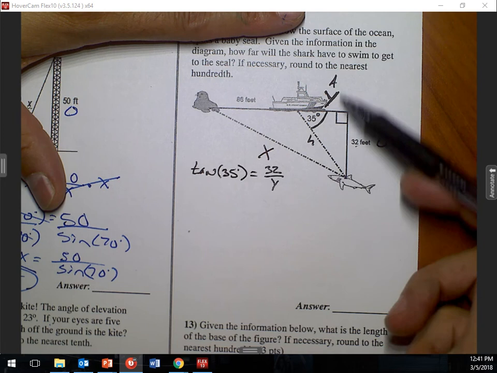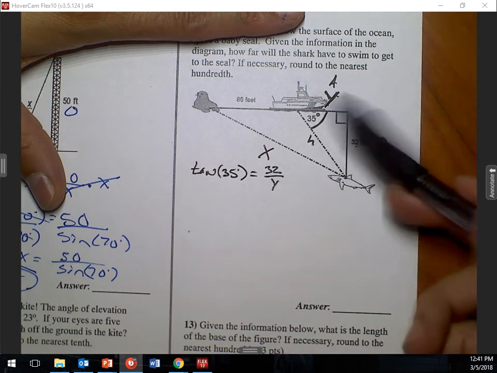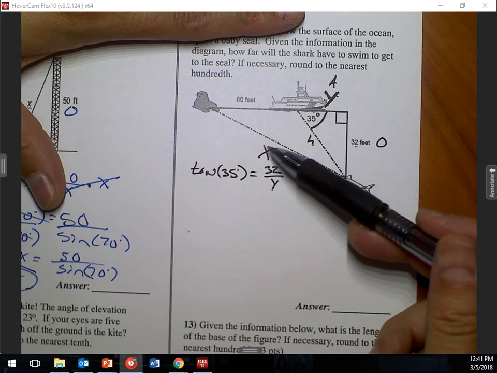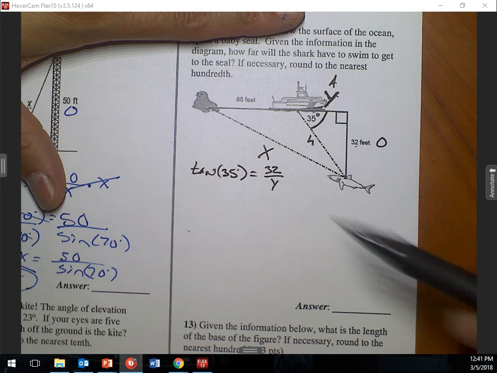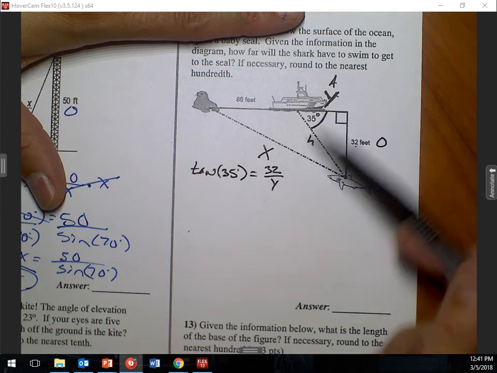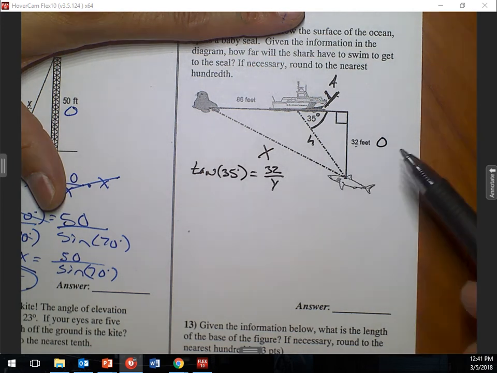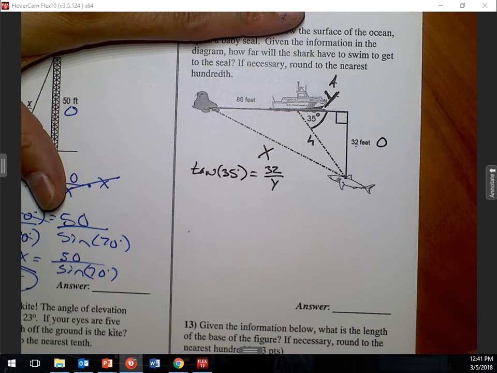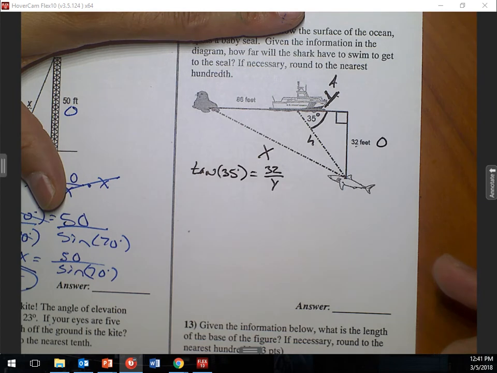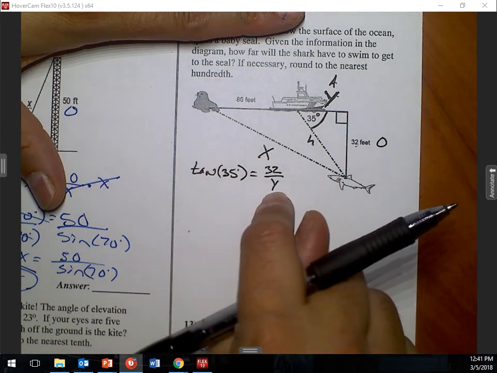Okay, I added a y because that was another value I was missing. I don't want to have x and x for both of these, so I gave them different values. All right, so now, what would I do to solve this right here? What would I start by doing? Multiply by y. I always want to multiply by the bottom here.